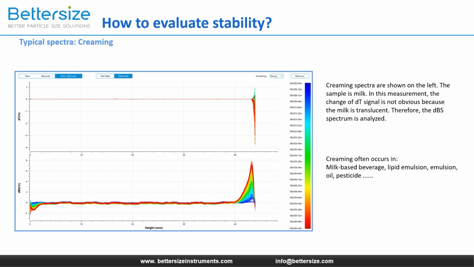Here I have an example of creaming in actual application. The sample is milk. As we can see, the transmit signal is not ideal because the sample is not transparent. In this situation, we need to focus on the backscatter signal, which increases at the top and decreases at the bottom, just the same as that of the typical spectrum. Creaming often occurs in milk-based beverage, emulsion, oil, and pesticide.